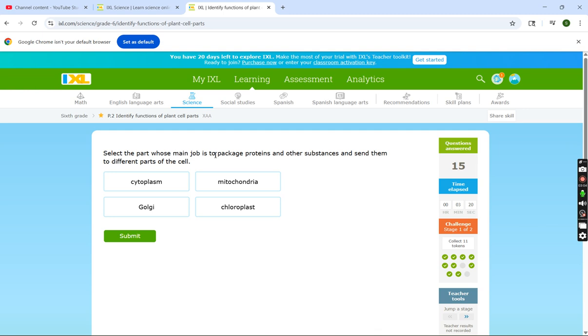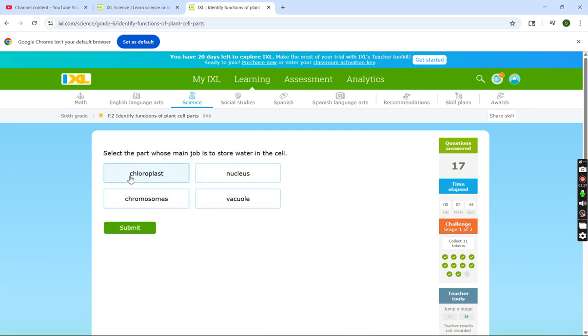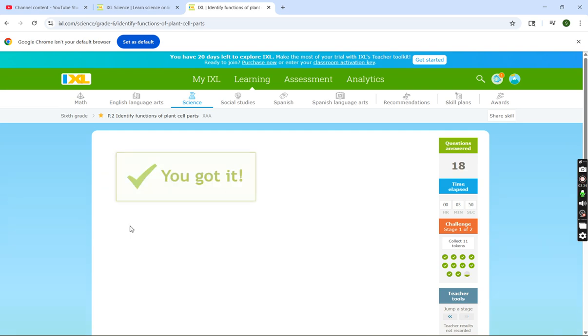Select the part whose main job is to package protein and other substances and send them to different parts of the cell. I'll try to remember that right now. That is so cool. Select the part whose main job is to direct cell activities by sending instructions to different parts of the cell. Yeah, duh, it's nucleus. Nucleus instructs. Select the part whose main job is to store water in the cell. That's vacuole's job.